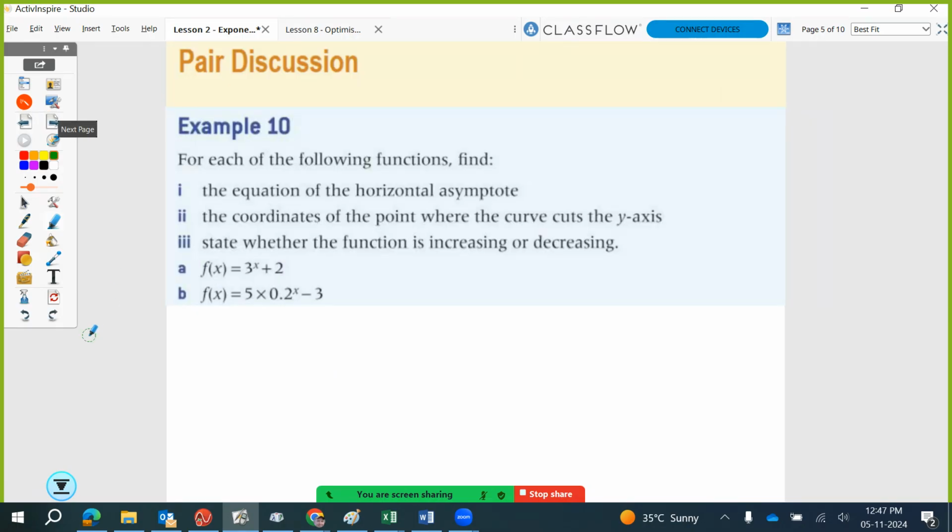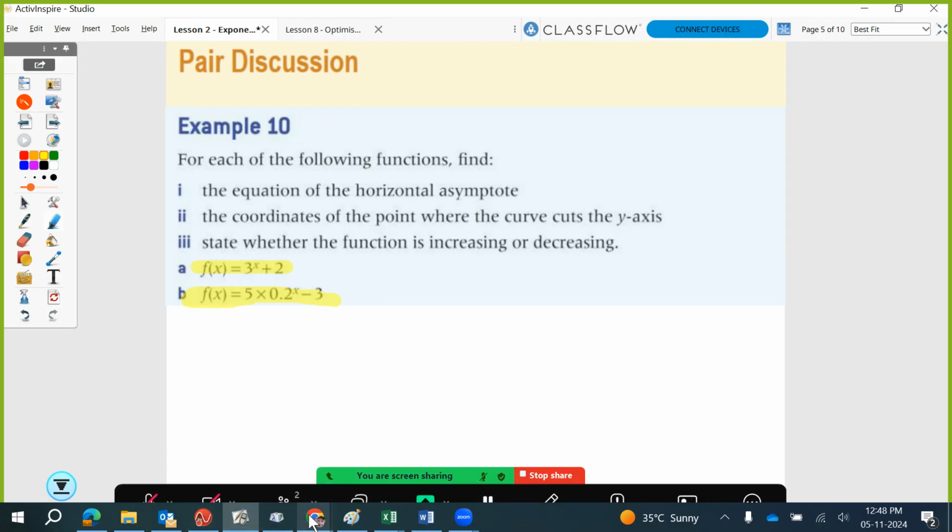All right, pair discussion. For each of the following functions, find the equation of the asymptote. Use your calculator now for this one. Find the equation of the horizontal asymptote. Find where it cuts the y-axis and state whether it's increasing or decreasing. You can either use your calculator or you can just look at the values and use the ideas that we've just done for these two. Discuss in your pairs. 2 minutes.